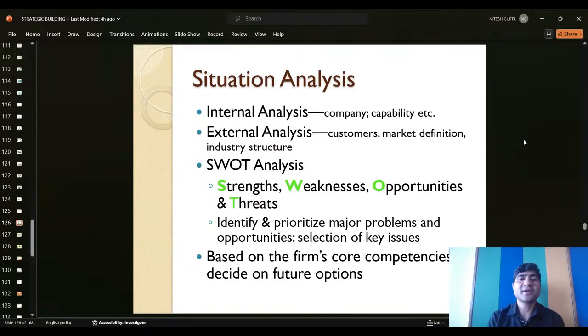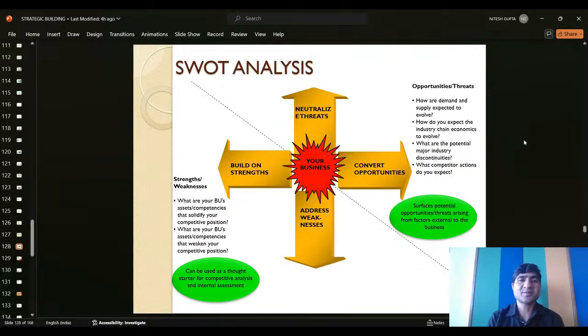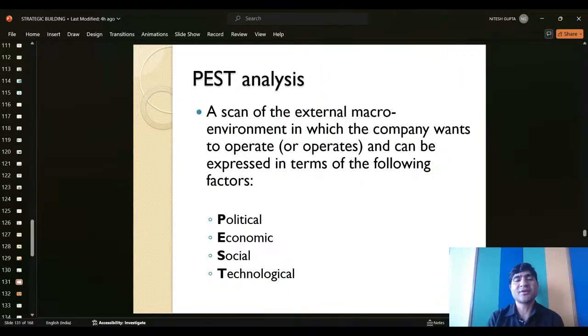Now, when you do the SWOT analysis, I have already told you it includes internal as well as external analysis. I will not go into it, I have just explained it. So it is your business. You will have to focus on neutralizing the threats, converting the opportunities, addressing weaknesses, and building on the strengths. So this is what it is.